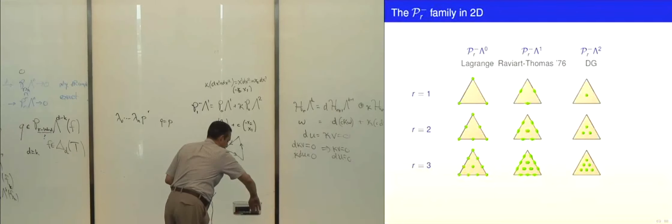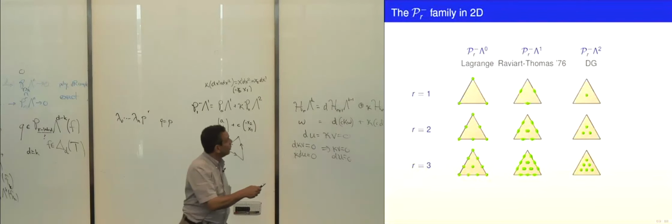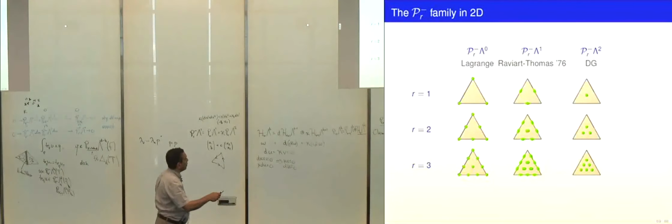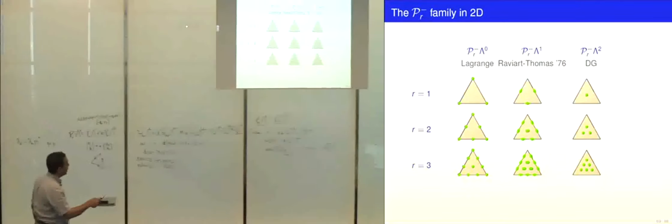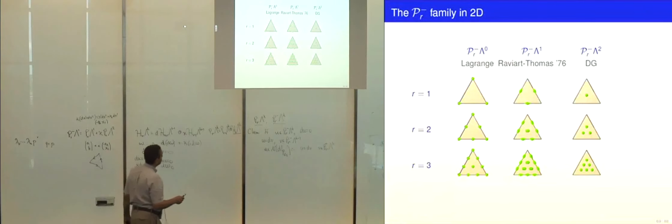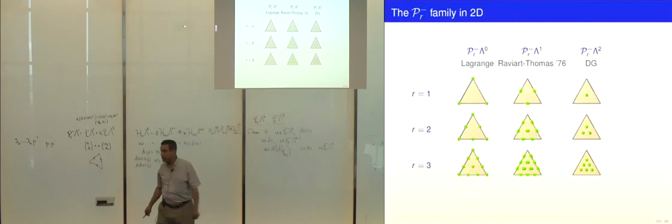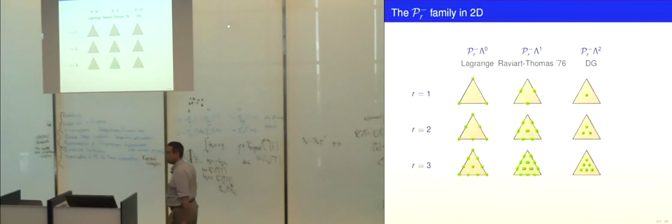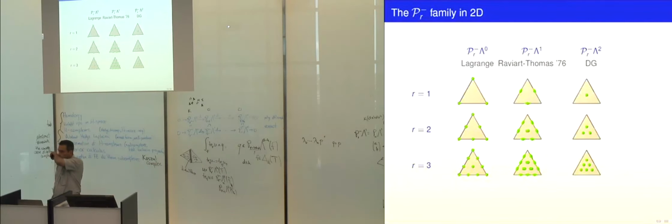So this construction has discovered the Raviart-Thomas shape functions, and now we have a name for them. They're P1 minus lambda 1. They have 1 degree of freedom per edge. Yeah? I don't know what the answer is. Is there some relationship between these rotated Raviart elements and their Hodge star and the normal Raviart elements?